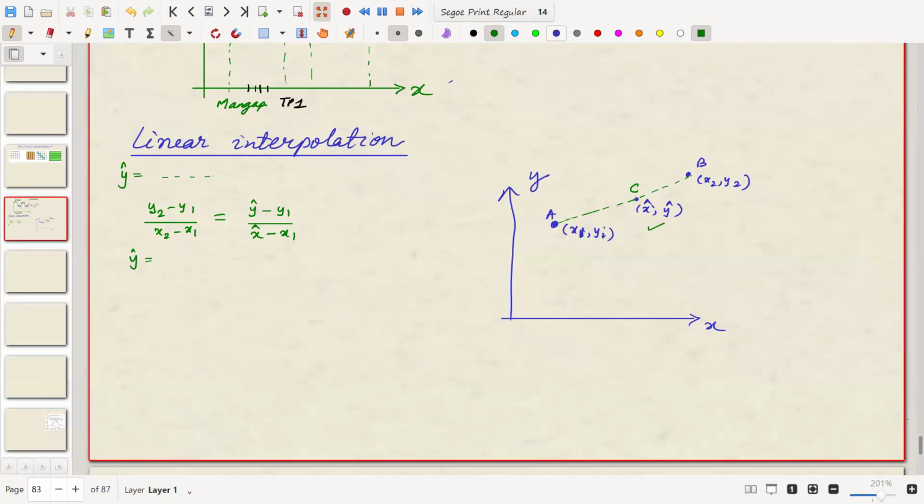Now can you tell me what is y cap? So you just have to take y2 minus y1 by x2 minus x1. All these are known quantities. You cross multiply, and this is known to you, this is known to you, x cap is known to you, then plus y1, isn't it? That's it. This is the simplest linear interpolation. Given you have these known points y2, y1, x2, x1, and x cap, where you want to find y cap, and x1 and y1 you also know, so you can find y cap. Understood this logic? We just equated that the slopes are equal.